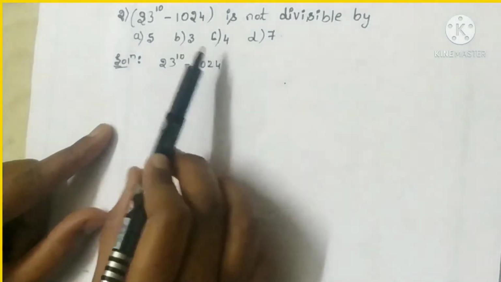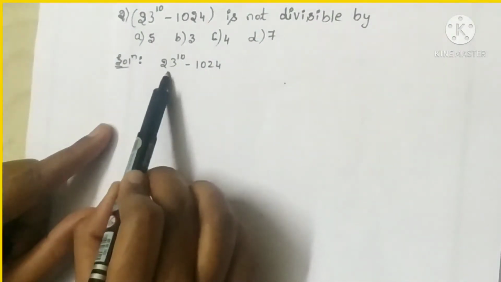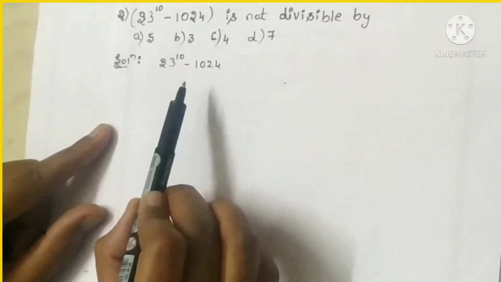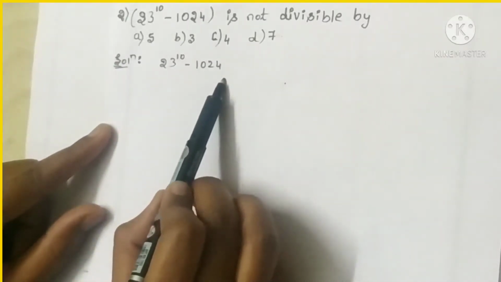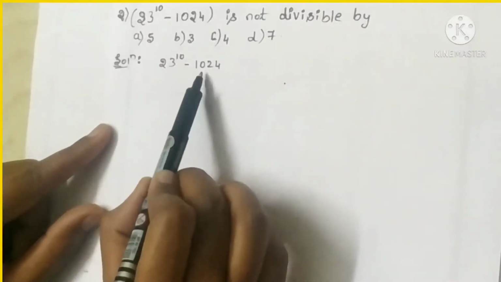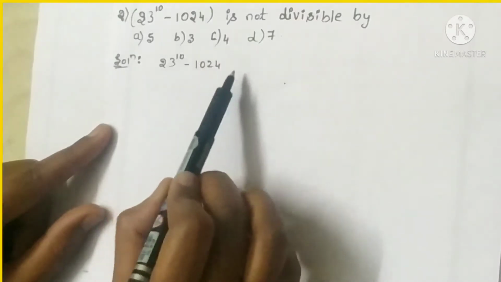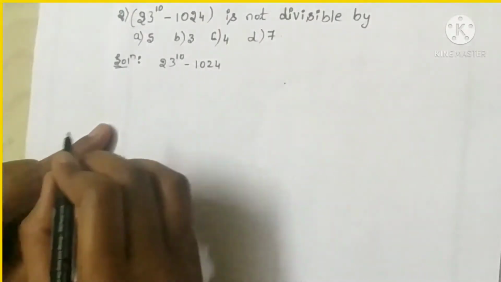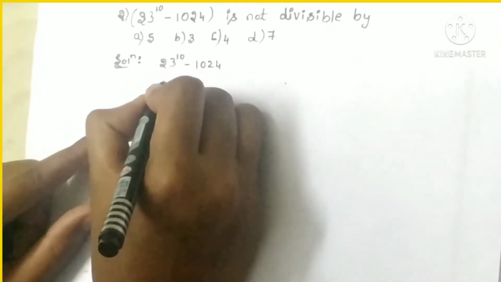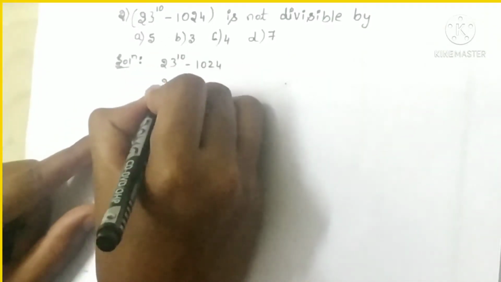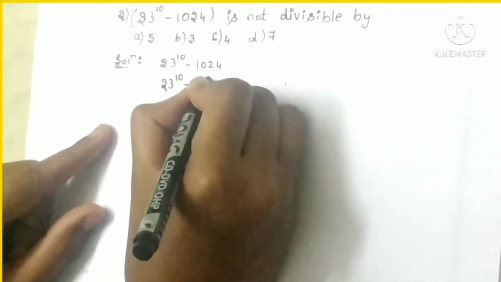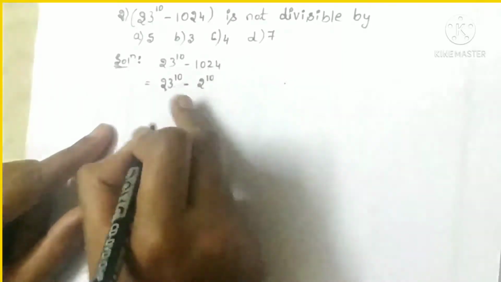Here if you look at this given data, one number is in the form of a to the power of n and another number is just a number itself. So now I will convert this number into the form of a to the power of n. So we can write it as 23 to the power of 10 minus 2 to the power of 10. I will show how we can write this.